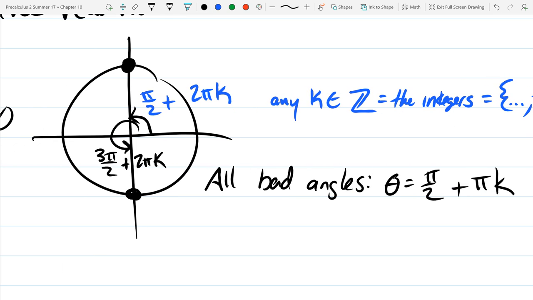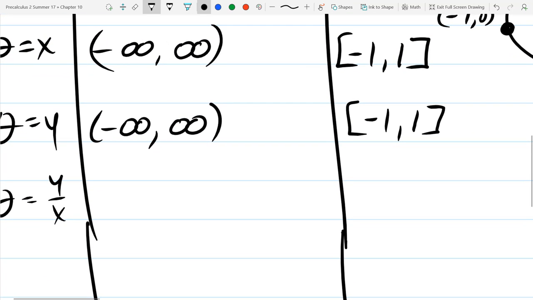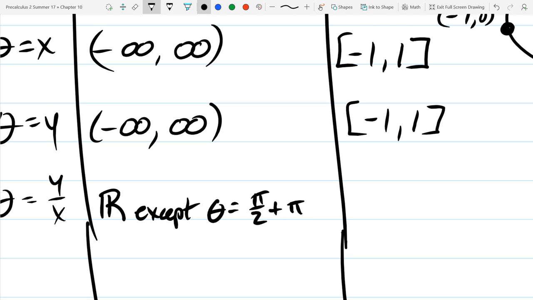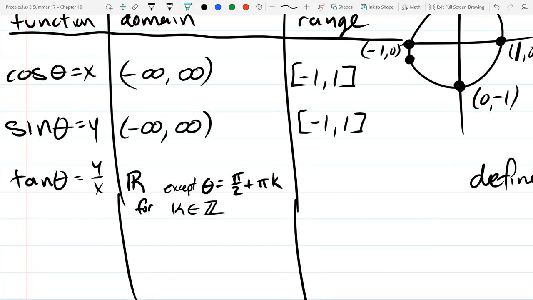So these are the bad ones, so the good ones are not these. So it's easier to talk about the bad ones. So what we're going to do in our domain, we're going to write all real numbers, except we're going to basically remove the bad ones. Probably using a marker that's too thick. Let's bring that up a little bit. pi over 2 plus pi k, k in Z. There we go. Ooh, I lost my c. So all real numbers except ones that look like that.